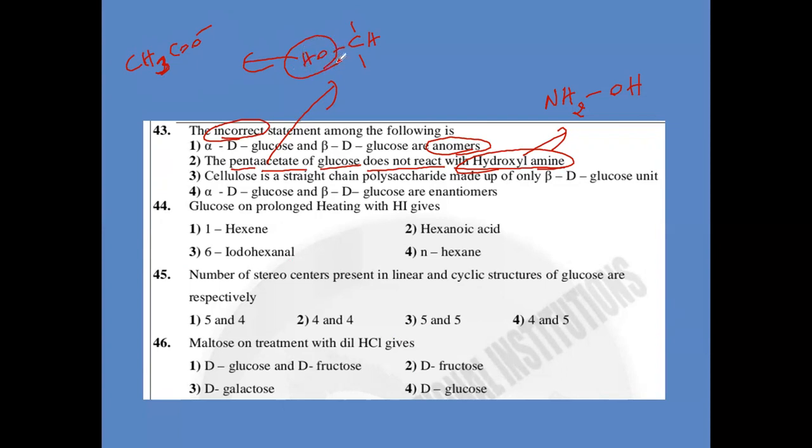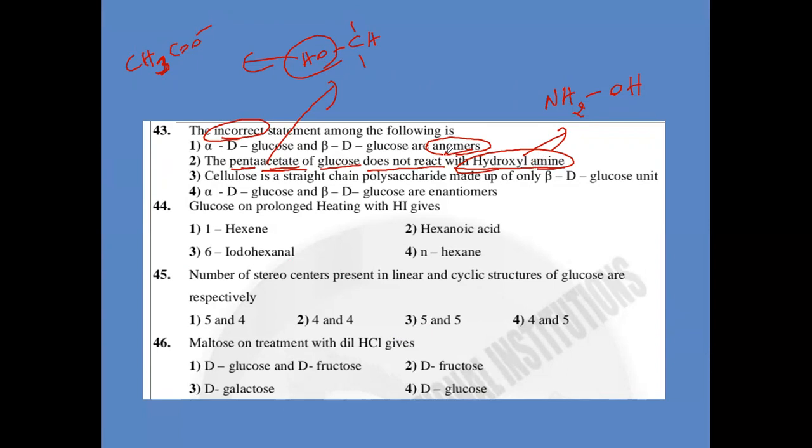All 5 OH groups in the glucose molecule are replaced by acetate ions. So 5 acetate ions are substituted here. That's why it is called penta-acetate. So when penta-acetate of glucose is taken, it does not react with NH2OH because the OH group is not there. If the OH group is there, it will interact with NH2OH. But the OH group itself is not there in penta-acetate. In place of OH, CH3COO minus is available. That is why the penta-acetate of glucose does not react with hydroxylamine. It is a correct statement.